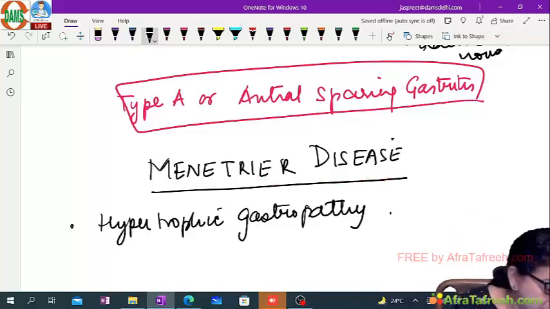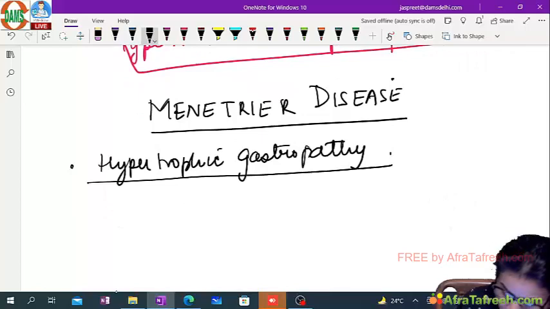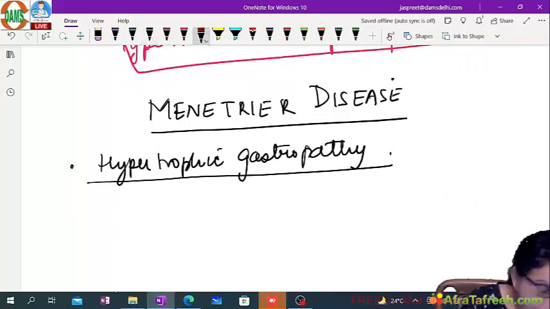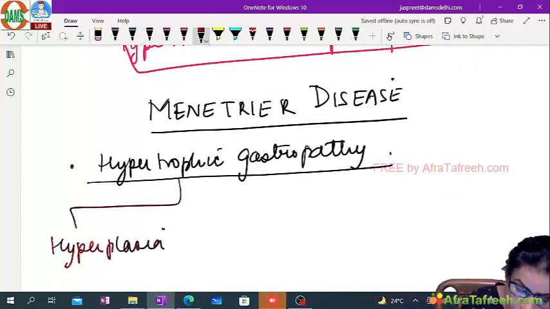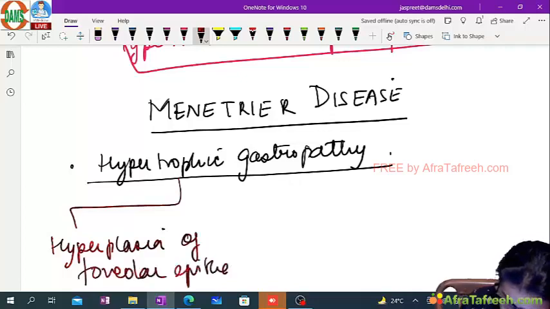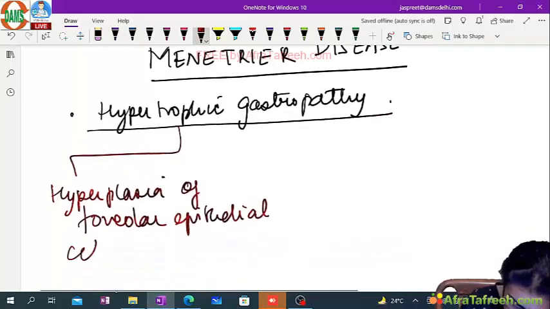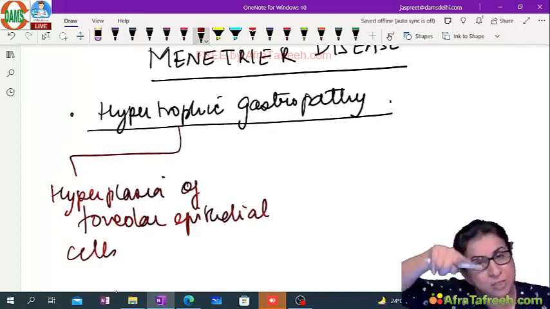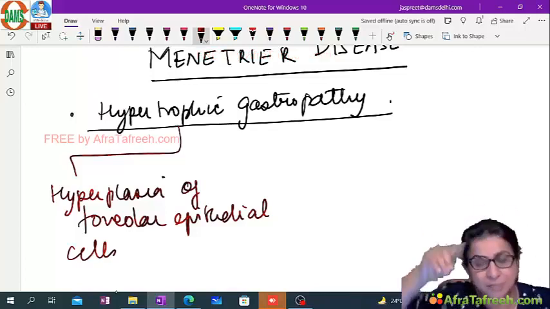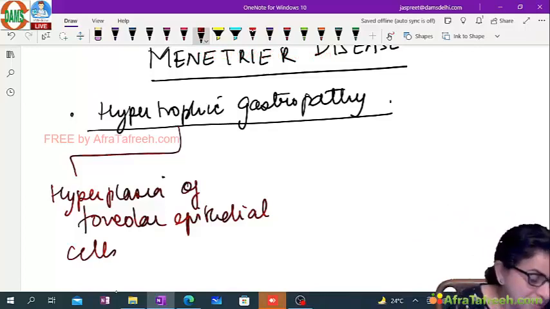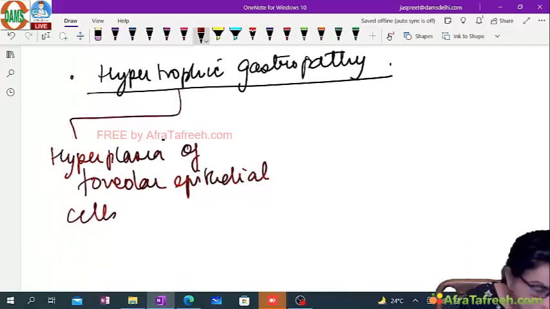In Menetrier's disease, there is hyperplasia of the foveolar epithelial cells, so it's called hypertrophic gastropathy. It is characterized by, number one, hyperplasia of foveolar epithelial cells. You already know these are the cells that line the epithelium of the stomach. They undergo hyperplasia, and they are mucus producing cells.